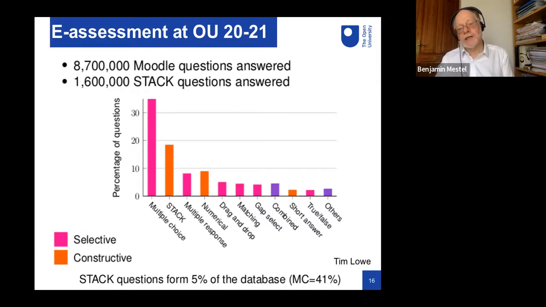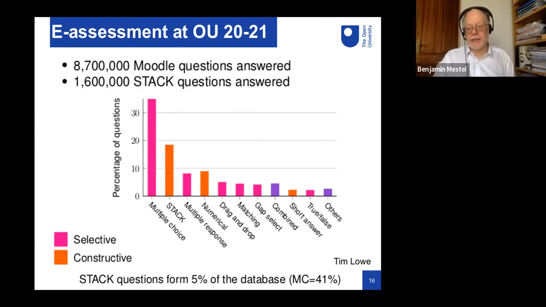I'm slightly surprised by this diagram because I would have thought the short answer would be used more. It doesn't seem to be. And maybe these are areas that need to be developed further. But we, of course, have concentrated on Stack, although Stack has many features beyond just computer algebra.